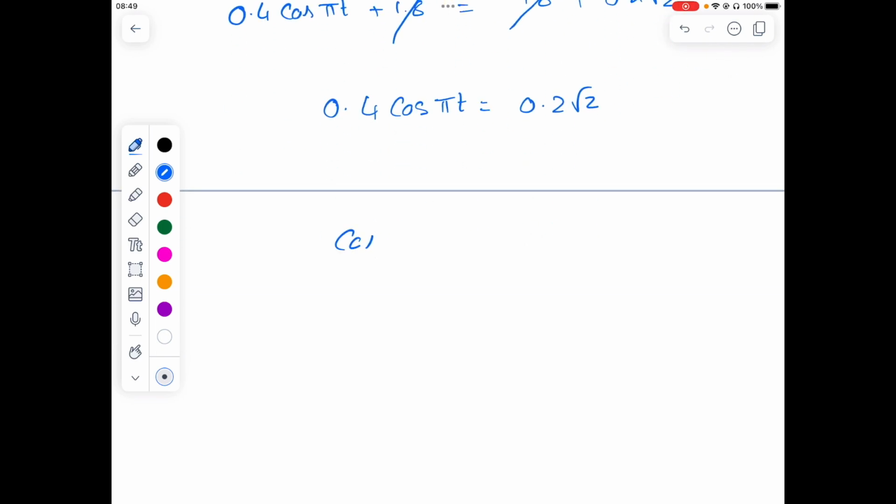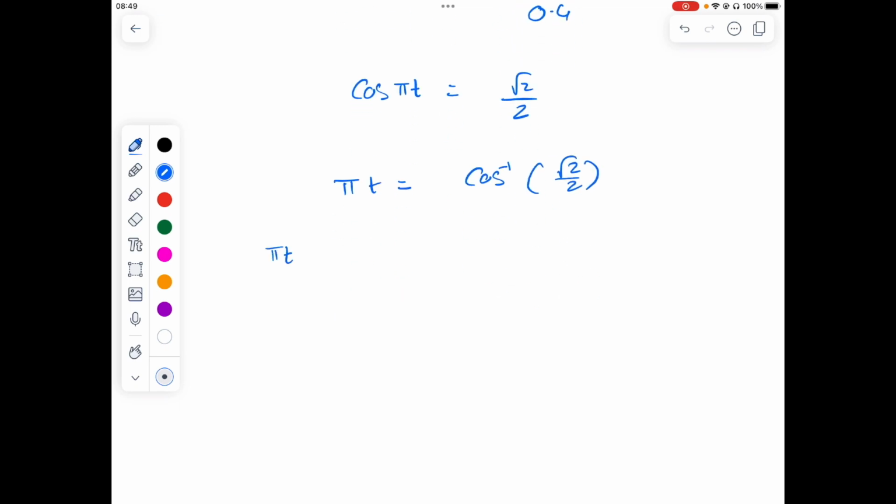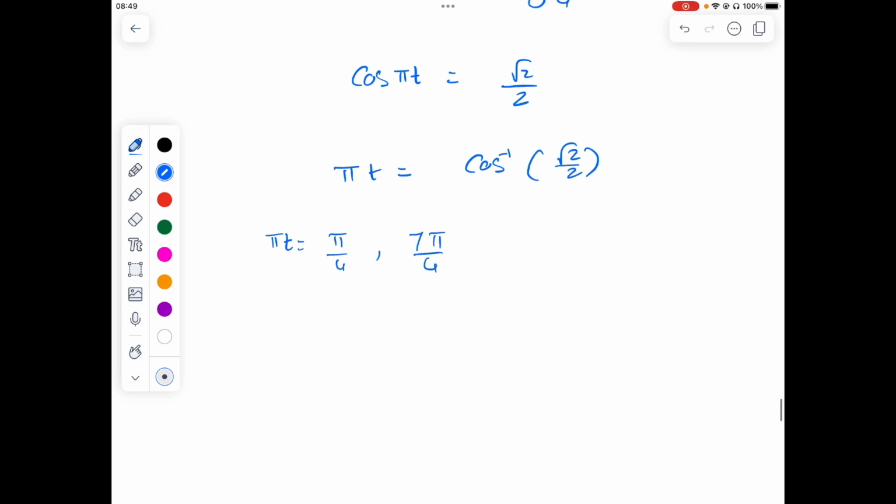So cos pi t equals 0.2 root 2 divided by 0.4. So cos pi t equals root 2 upon 2. So pi t equals cos inverse of square root of 2 upon 2, which is pi upon 4. So pi t equals pi upon 4. And next, cosine is again positive in the fourth quadrant, which is 7 pi by 4. So two values, either pi by 4 or 7 pi by 4.